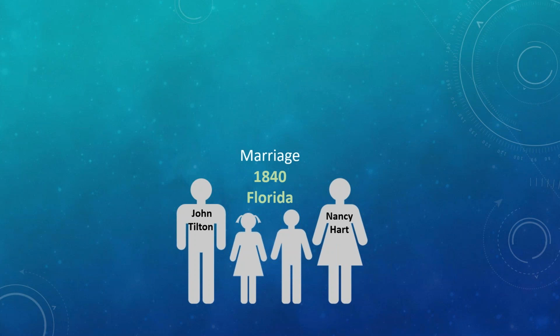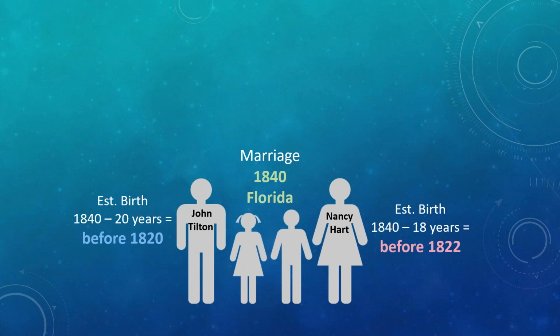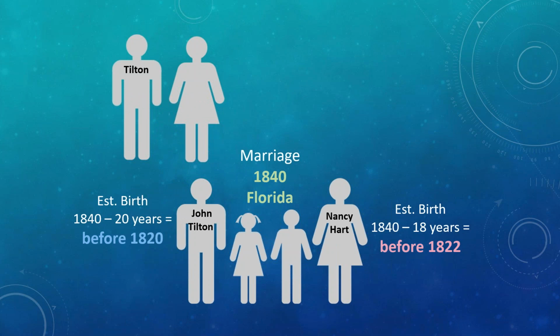So I do the same thing with them. I'm going to give them an estimated date. I'm going to say John was probably at least 20 years old when he was married, and Nancy was probably at least 18 years. Now, even if this is a second marriage for John and he was born much earlier, because I used "before," I am not eliminating the fact that he could have been born, say, in 1810 or 1790. It will encompass all of that.